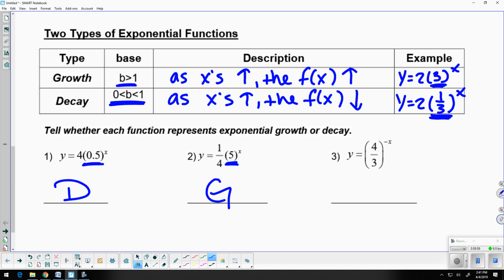Example number 3, well, first of all, we have a negative exponent, so we can't really properly identify it if we have a negative exponent. So make it positive. What you're going to do, just flip it around, reciprocal. That makes it a positive exponent. Now properly identify. So looking at my b value, it's 3/4. That's between 0 and 1, so this would be decay. All right, that's all you got to do.